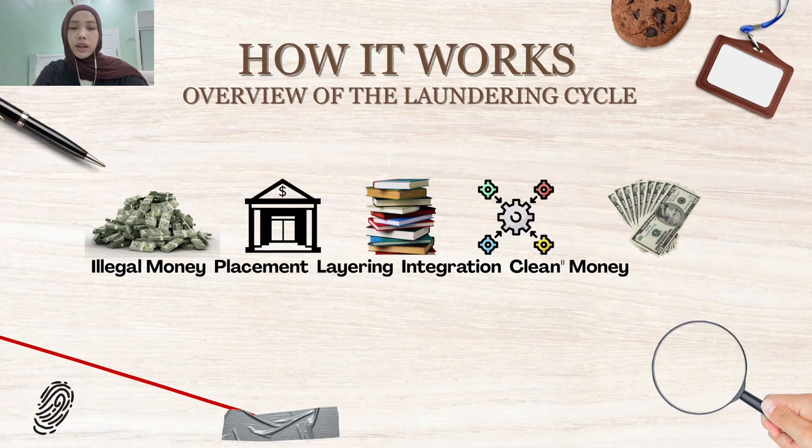So now I'll explain how money laundering works. Money laundering usually happens in three main stages, which are placement, layering, and integration. It starts with illegal money, which is money obtained from criminal activities such as fraud, corruption, or drug trafficking. The first stage is placement, where the criminal introduces the illegal money into the financial system. The second stage is layering, where the money is moved through multiple transactions to hide its original source. The final stage is integration, where the money re-enters the economy and appears to be clean money. In short, the goal of money laundering is to make dirty money look legal.